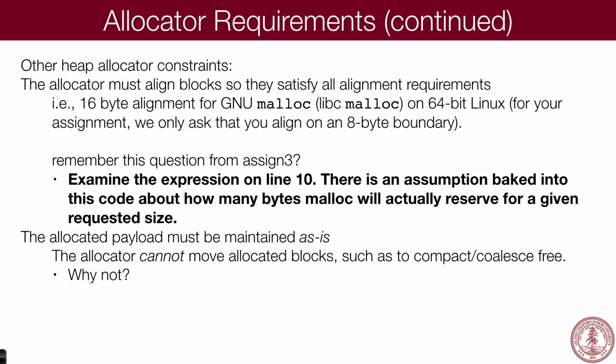The payload has to be maintained as is. In other words, it's not like the heap allocator on its own can give you a pointer to here, right? And then you get these bytes, and then at some point later somebody asks for more memory, and it says, oh, well, you know what? If I move this one I gave you earlier over to here, then I've got enough space for the big malloc I need for some other part of your program. It can't do that. Why can't it do that? Why is it not allowed to, by itself, move memory around?